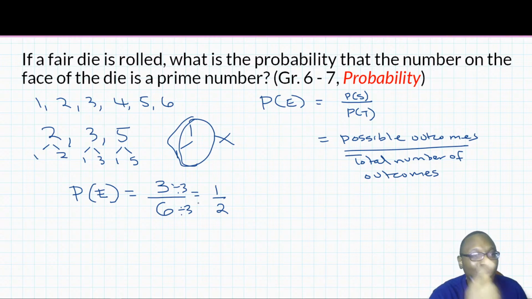So therefore, you know that that will always happen. And so those are your extremes, your 0 and your 1, and everything else is in between that. So that's what probability is about.